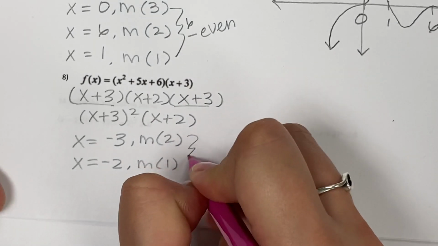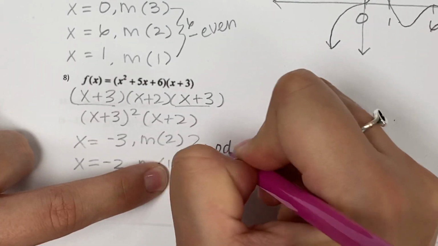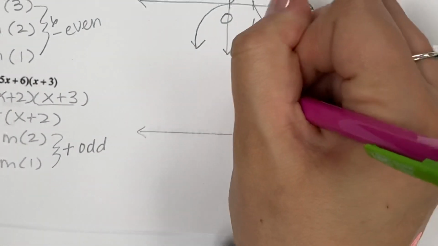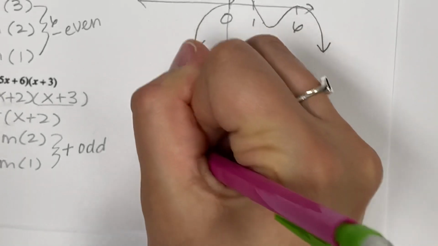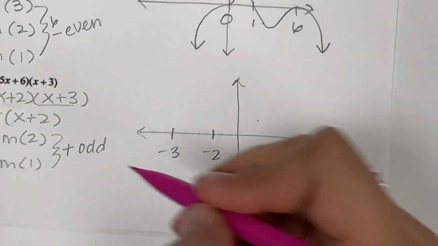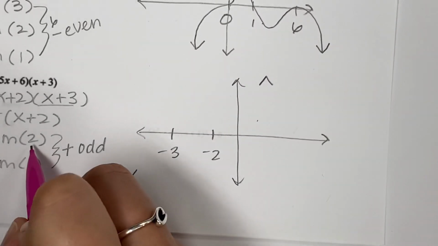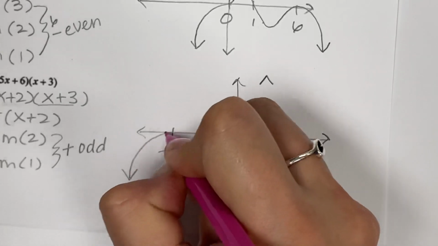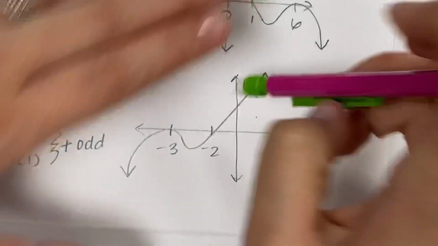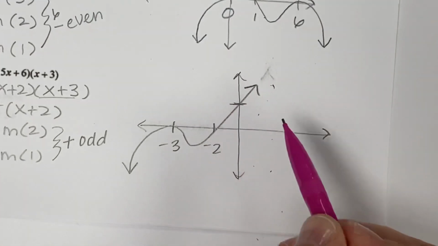Let's figure out if it's positive, negative, even, or odd. My equation is positive. 2 plus 1 is 3, so that's an odd number. So going to your notes, figure out what a positive odd looks like. Our roots, -3, -2. Positive odd starts down and ends up. -3's multiplicity is 2, so I'm going to bounce. -2's multiplicity is 1, so I'm going to turn around and go through. Okay, there's our graph.